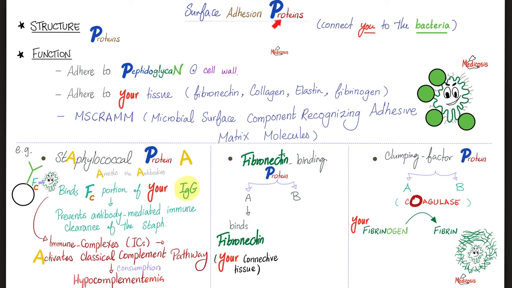Another adhesion protein is the fibronectin binding protein. It's a protein that binds to your fibronectin in your connective tissue. Third, clumping factor protein. We have A and B. By the way, clumping factor protein is the same thing as coagulase because it helps the Staph aureus clump and cling into a single tiny spot.